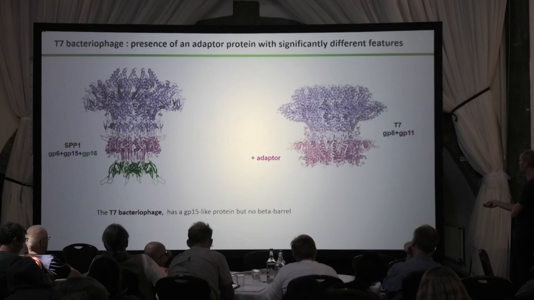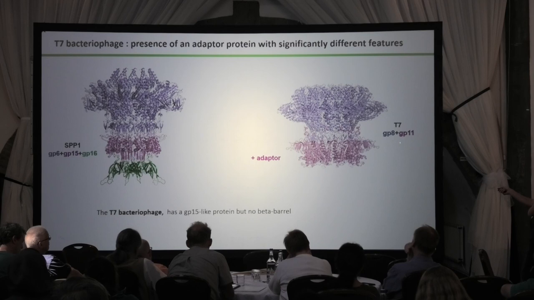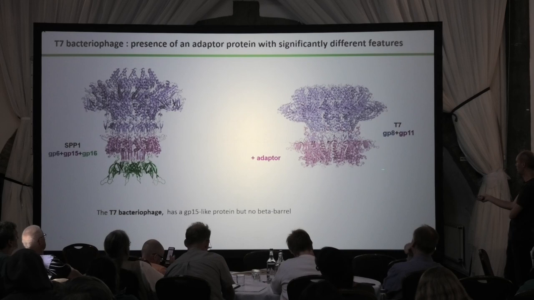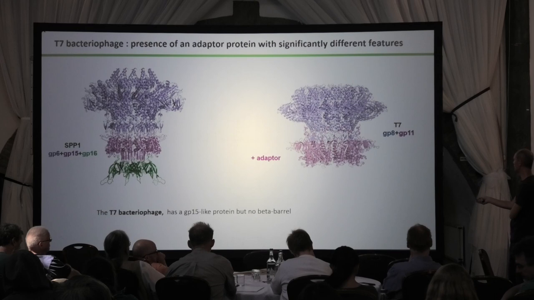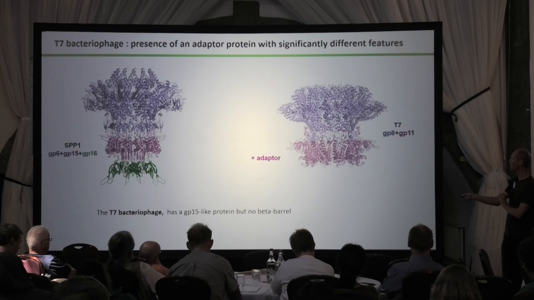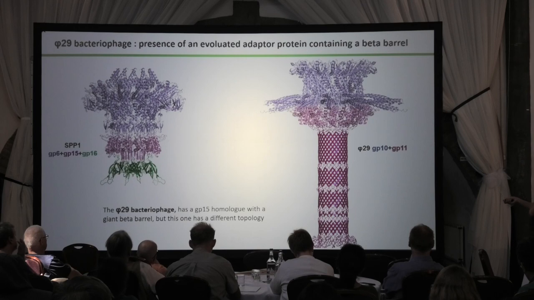If we go to a bacteriophage that is quite distant to SPP1, such as T7, we see that, of course, the portal is homologous, and we now have an adapter, and this adapter is homologous to the one in SPP1. However, we don't see this beta barrel, and the adapter in T7 looks like a rather simple version of the adapter of SPP1.